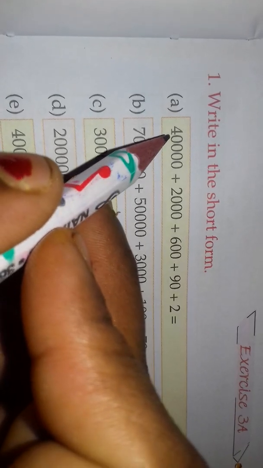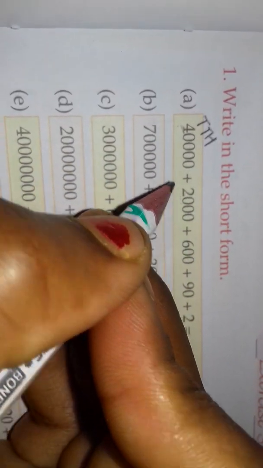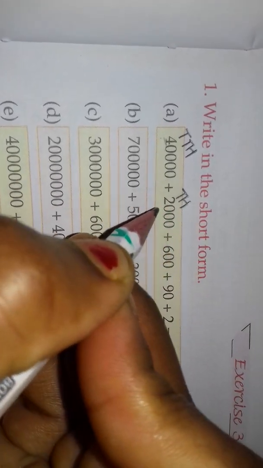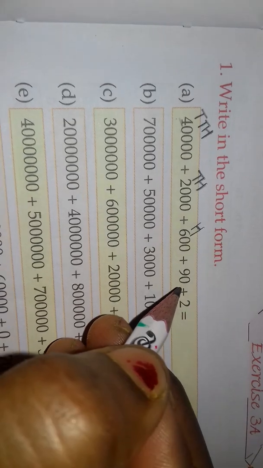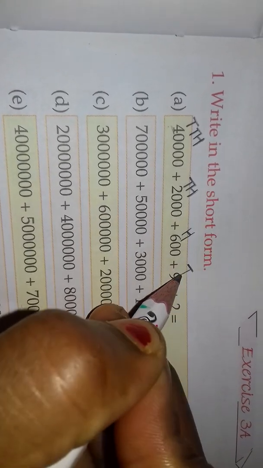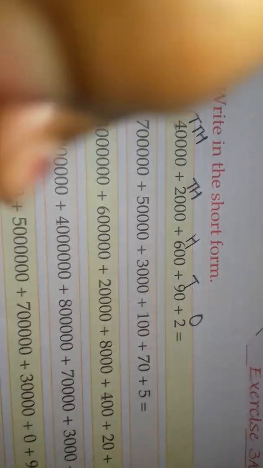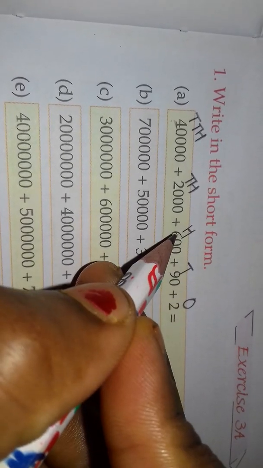So let us start with A1. Here it is given 40000, means what is the place value of 4 here? Ones, tens, 100, 1000, 10,000. So 4 means 10,000. Okay, plus here 2, at 1000 place. Then 6, at 100 place. Then 90, at tens place. Then 2 at ones place.